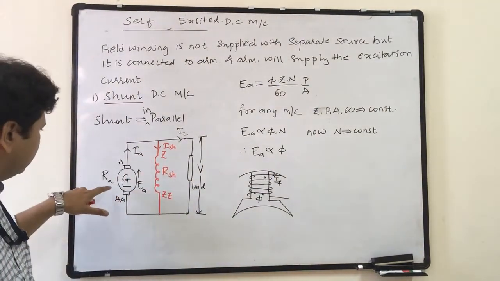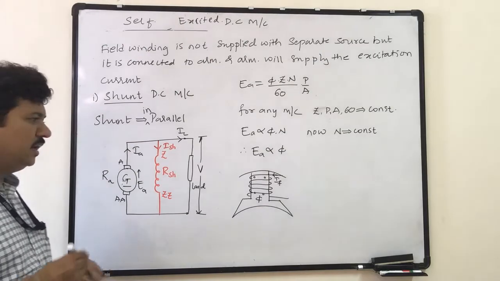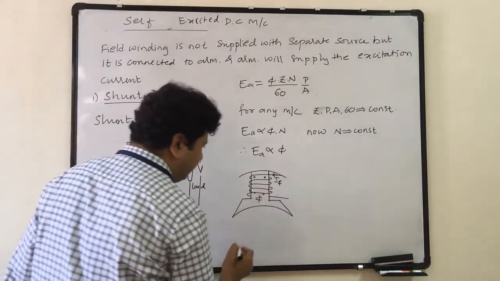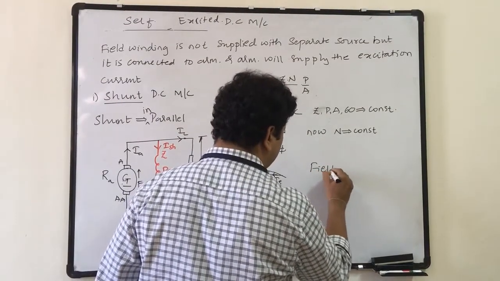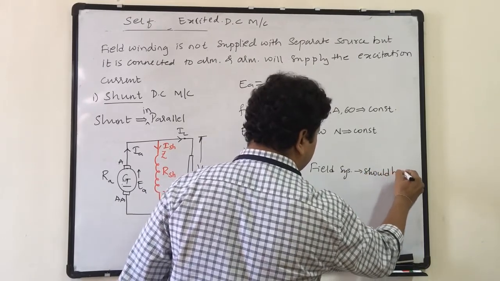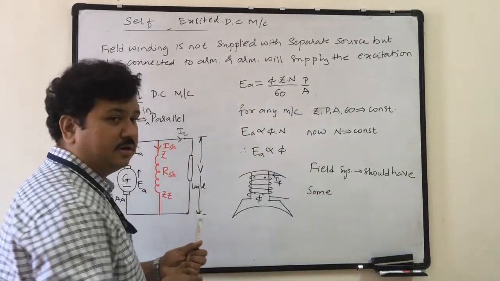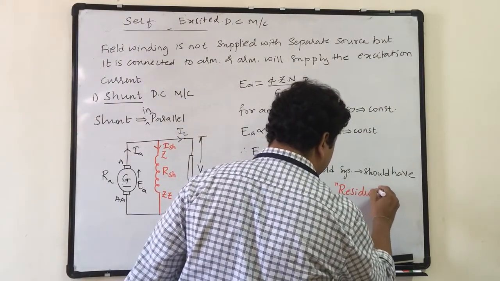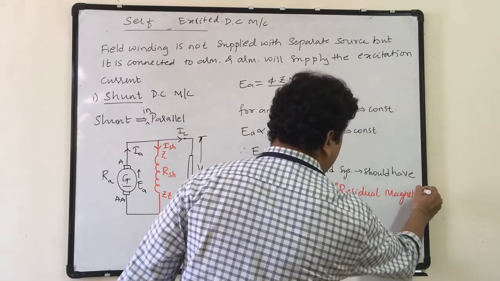Now how did this generation of the shunt machine start? One thing we should keep in mind whenever we are building a shunt machine is that for a shunt machine, the field poles or field system should have some residual magnetism. It should have some residual magnetism.